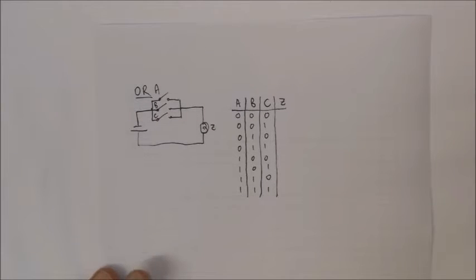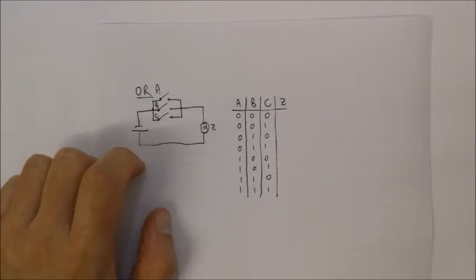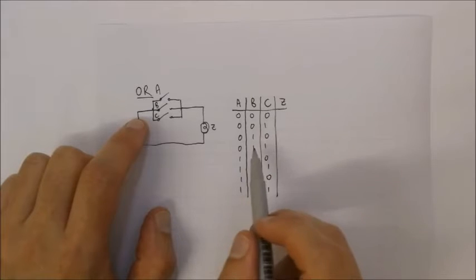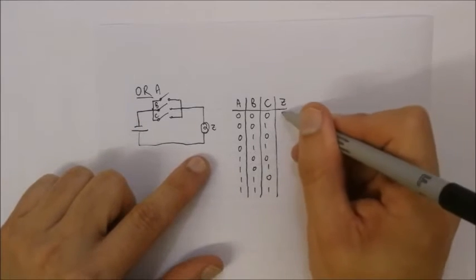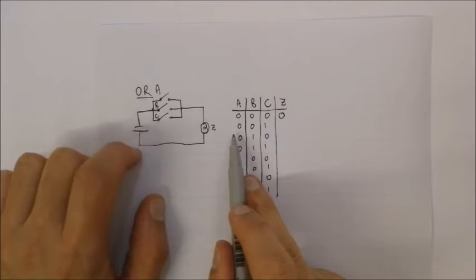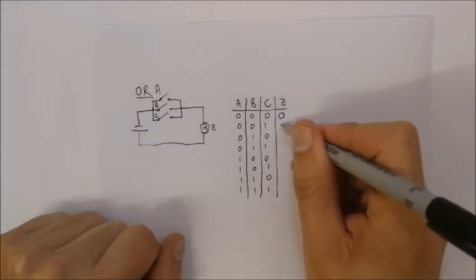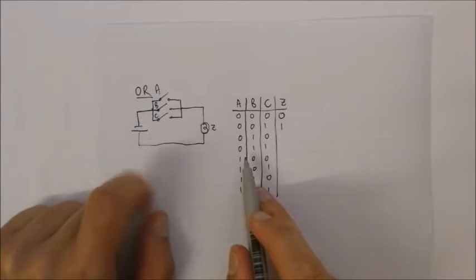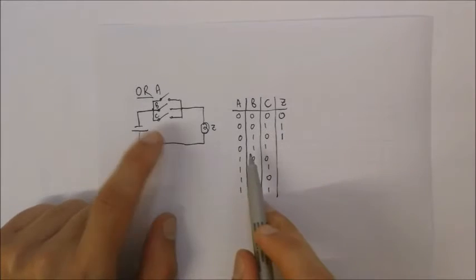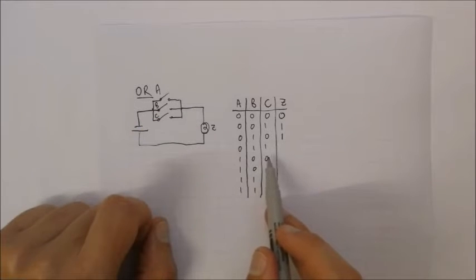Okay, so with the OR gate, if switch A, B, and C were switched off, what would be the output? Well, the light won't go on, so we'll have a 0 over there. If we had switch A switched off, switch B switched off, but switch C switched on, would the light bulb go on? Yes, it will. Same case if only switch B is switched on, would the light bulb go on? Yes, it will. If switch B and C were switched on, but switch A is switched off, would the light bulb go on? Yes, it will.